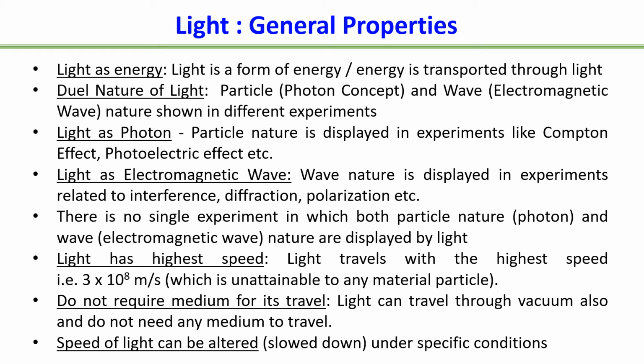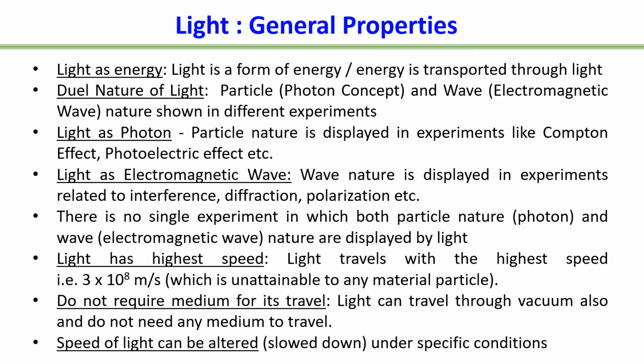Now, one more interesting property of light is that it doesn't require any medium to travel. As you know, many different kinds of waves, such as sound waves, require a medium for travel. The waves which are produced on the water surface, water is the medium through which the wave travels. But in case of light, it doesn't require any medium. It can travel even through vacuum.